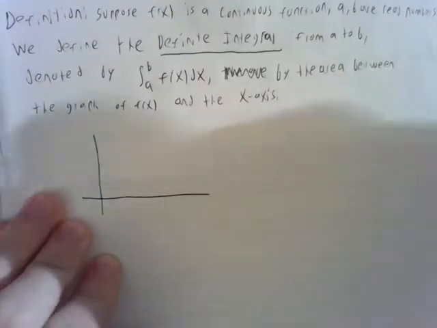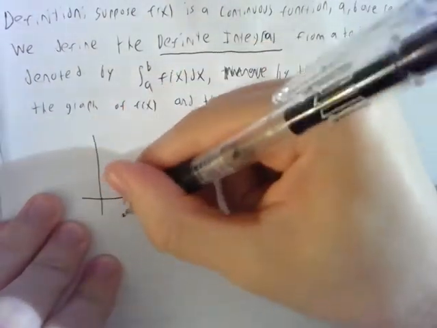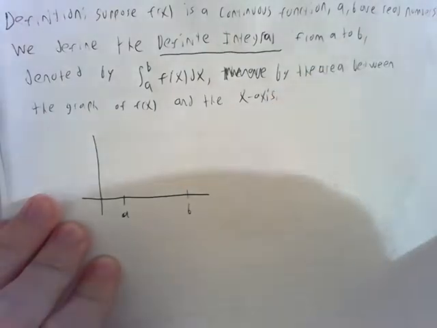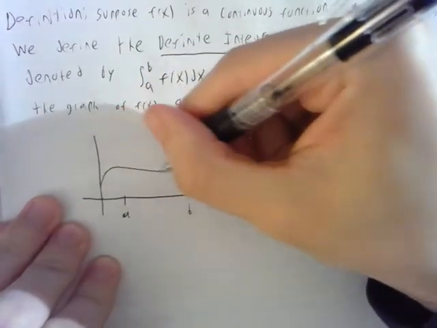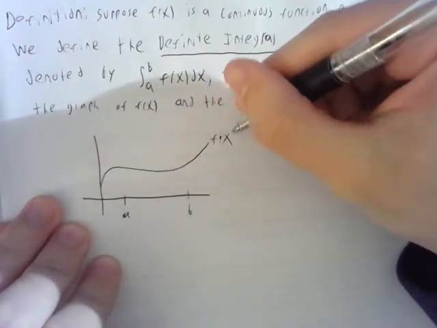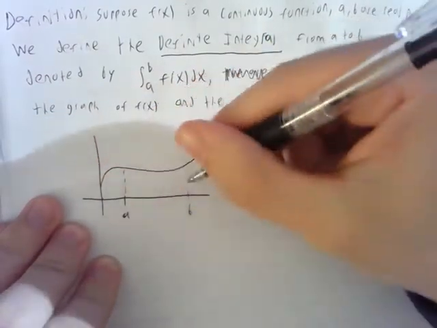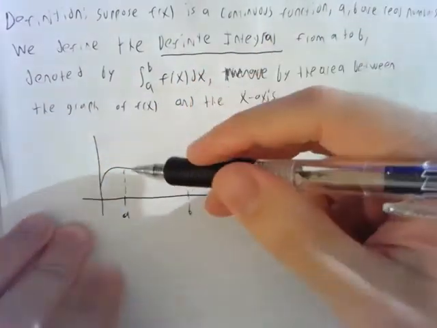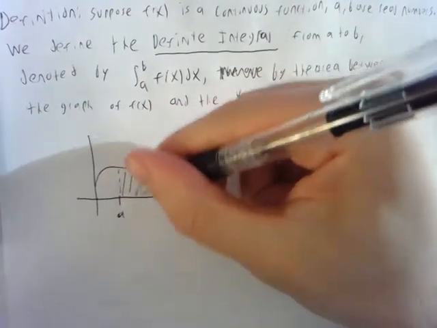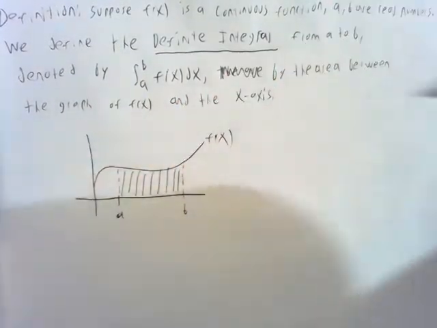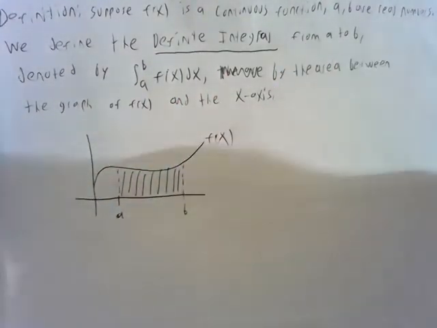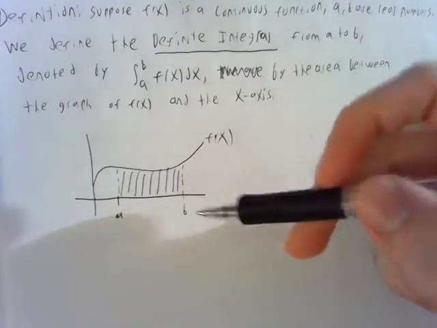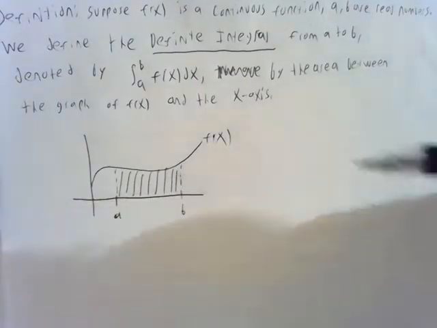So what does this look like? We have some points a and b on the x-axis. We have some function f of x. And the area between f of x and the x-axis is what we call the definite integral of this function between a and b. It's just how much area is beneath here.